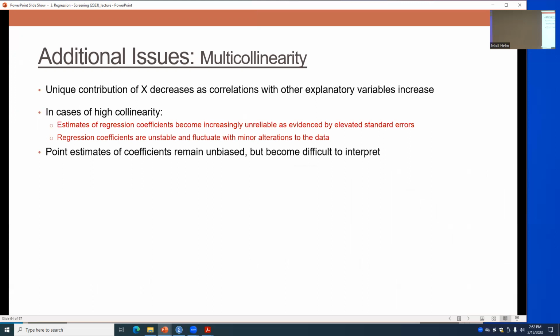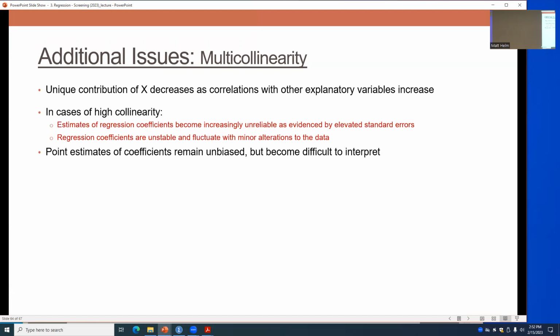Okay, what we find is the unique contribution of a predictor starts to decrease as its correlations with other explanatory variables start to increase, right? A few lectures back, we went through and drew those Venn diagrams talking about how I could have a predictor that has a very, very strong bivariate association with an outcome and contributes nothing to my model. Generally, that means that I've got too many predictors that are far too overlapping, right?